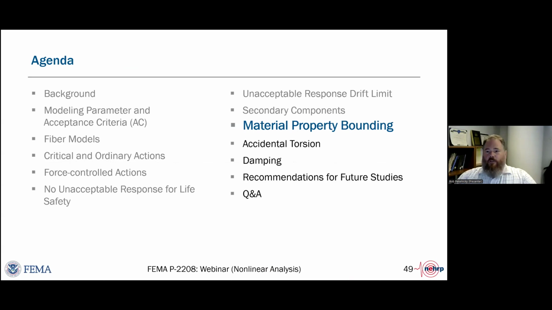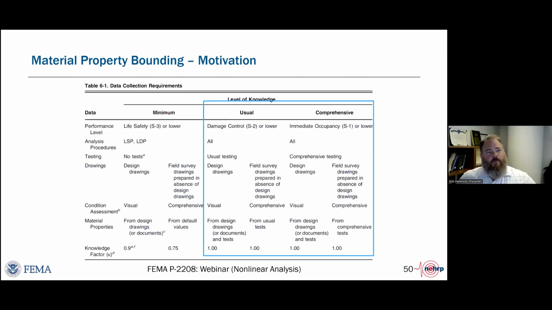As we move on to another very interesting challenge that came about in discussions of what do we want to talk about in terms of updating the nonlinear analysis provisions. So I think most people are familiar with Table 6.1 in ASCE 41-17 and earlier editions that tell you what level of knowledge you need to have in order to do specific analysis procedures. And what you find is that if you want to do a nonlinear response history analysis or a nonlinear static pushover, you need to have usual or comprehensive level of knowledge, which means you're doing material testing.